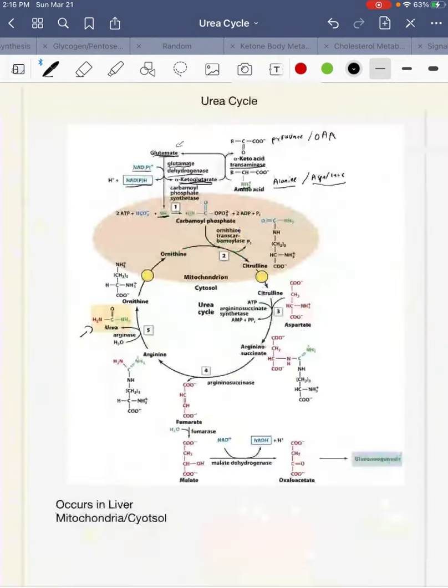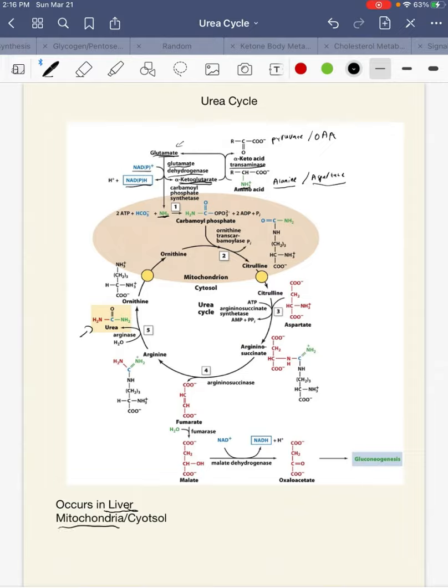Okay, so the organs that will do these, it's going to mainly be the liver, but some other tissues express the enzymes, but they don't run the urea cycle. So the liver is where most of the urea cycle occurs.